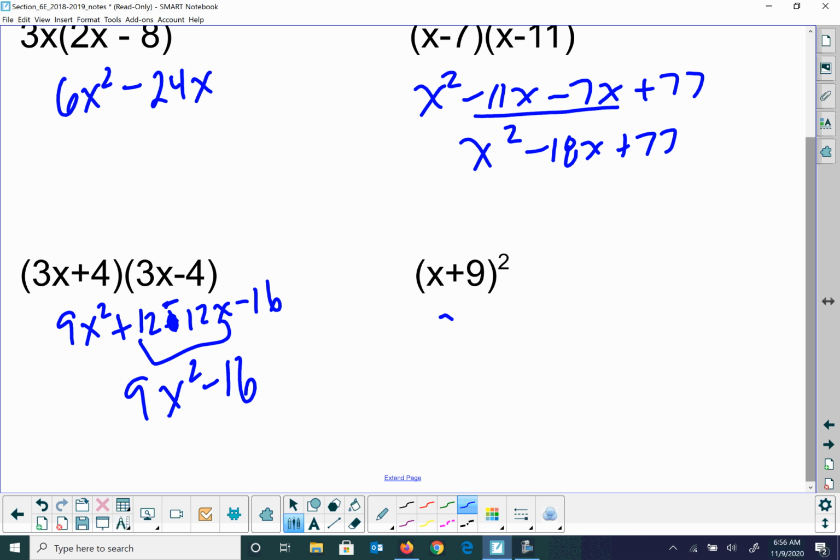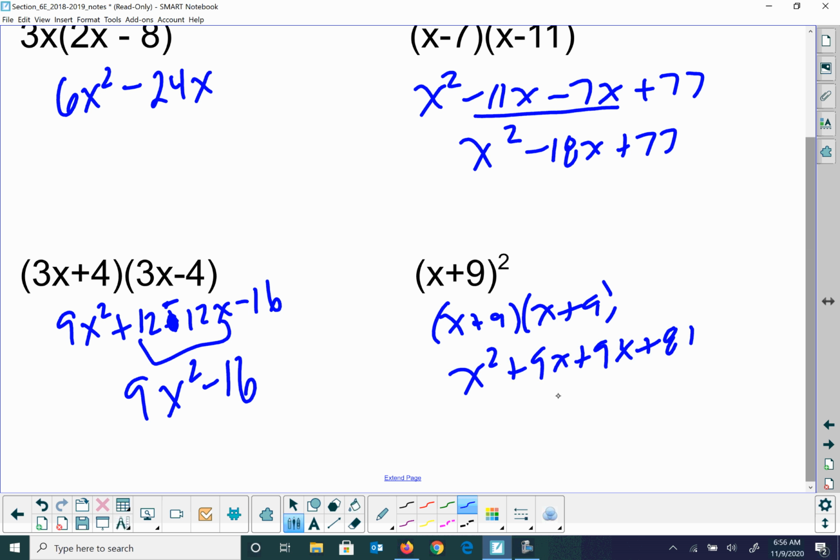And then if I had this, I have to realize that that's x plus 9 times x plus 9. If I FOIL this out, it's going to be x squared plus 9x plus 81. So x squared plus 18x plus 81. That's how we would do that.